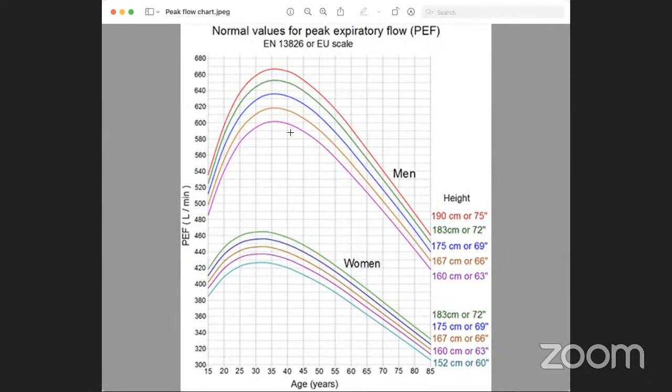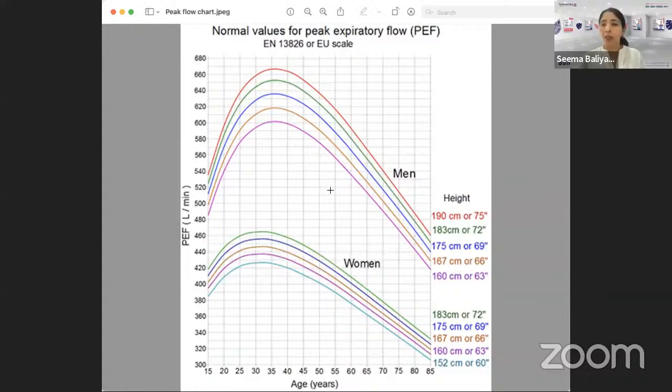So as you can see, this is the chart, and you will be able to see that there are these colored lines. In the colored lines, you can see that there is a set of lines for male persons, and there is a set of lines for females. And on the side, there is height, which corresponds to the color of the line. So you can see the red line will follow 190 centimeters. The green line is for 183 centimeters. The blue line is for 175, and so on and so forth.